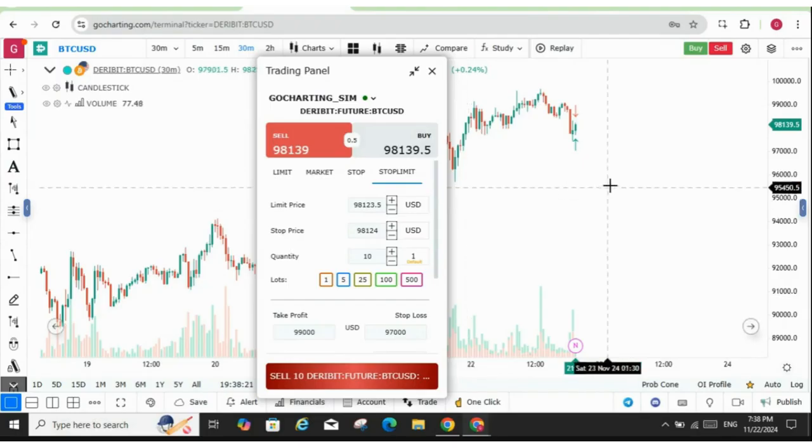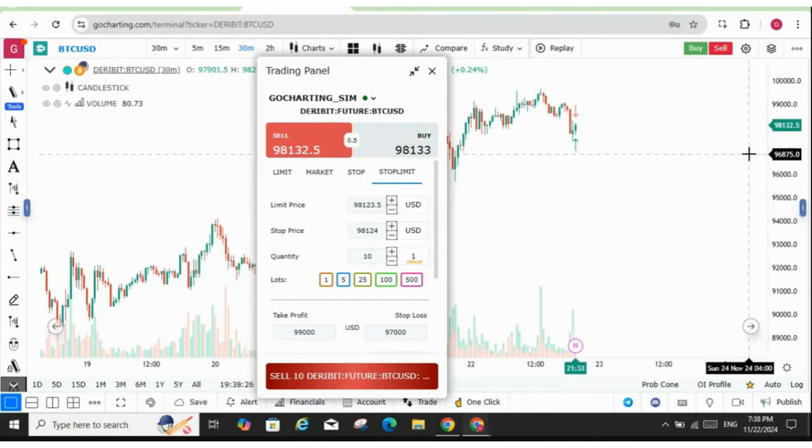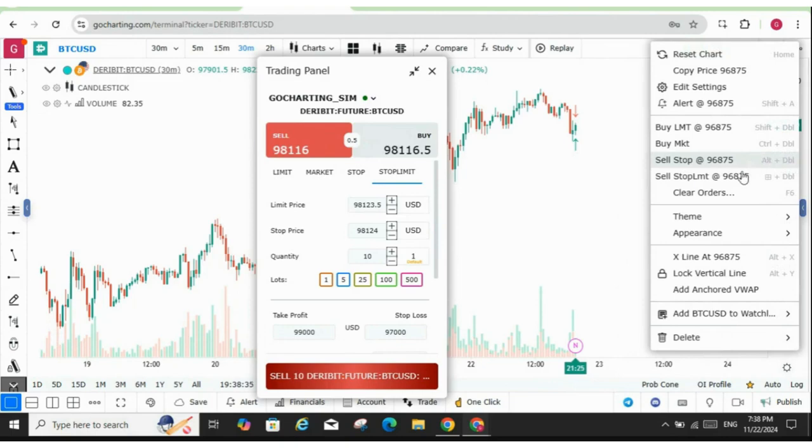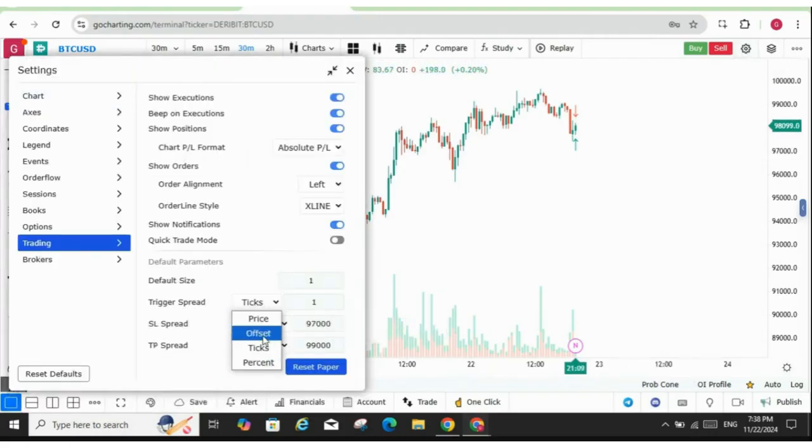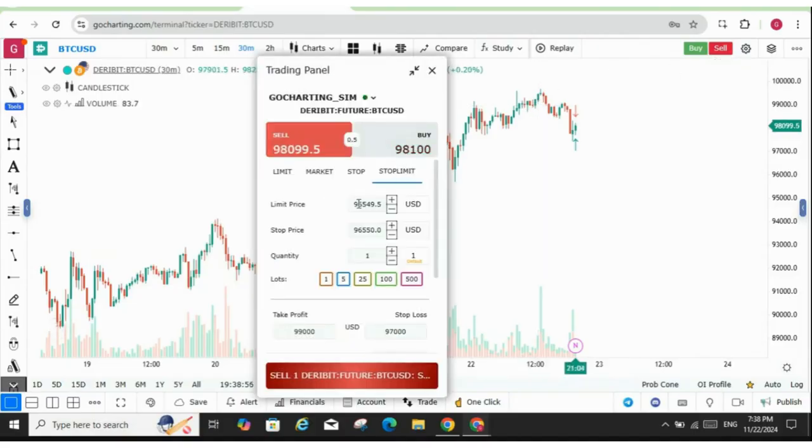Okay. So what will happen? Suppose you want to put a stop order over here. So what is the input here? The input here is 96,875, because that is the price level where you have kept your mouse. So if you right click, you see automatically it will take that price, 96,875. But you have to put another price also, right? Because of the limit price and stop price. So if you do the setting here based on the ticks price or offset, the other price will be automatically filled. Okay. So this is important to understand.